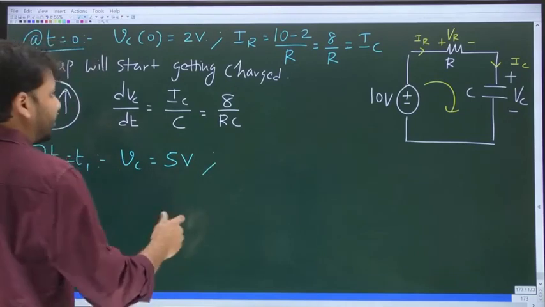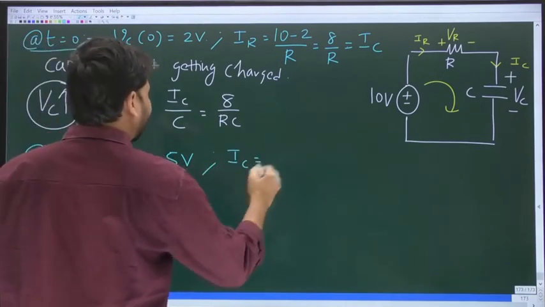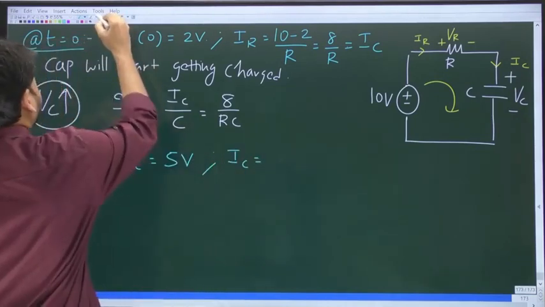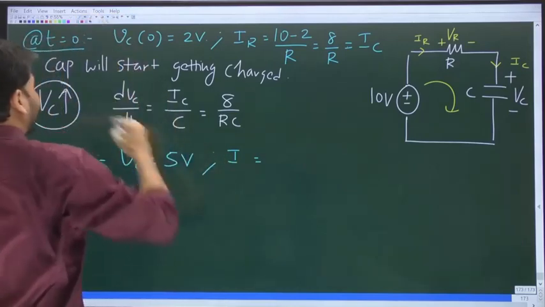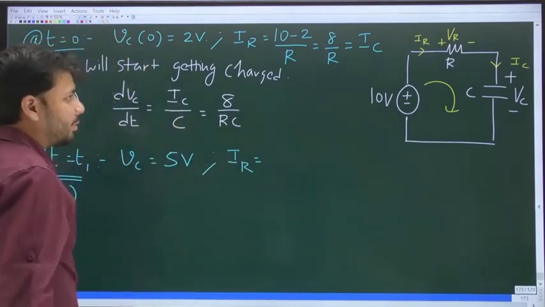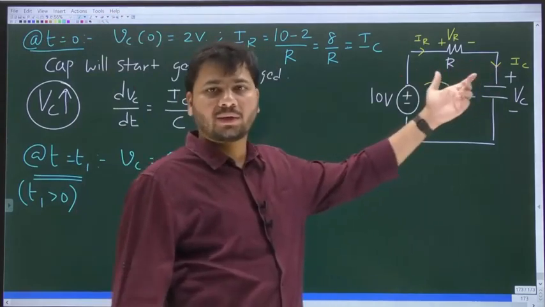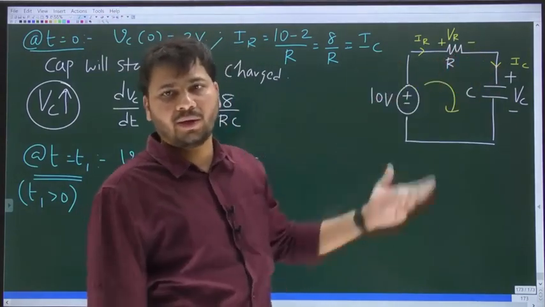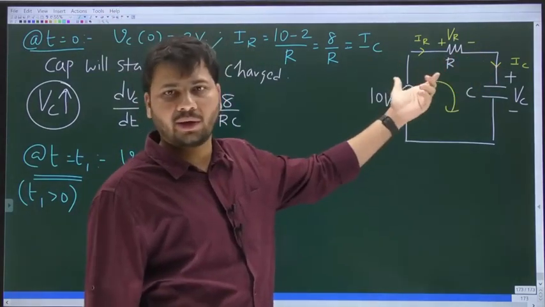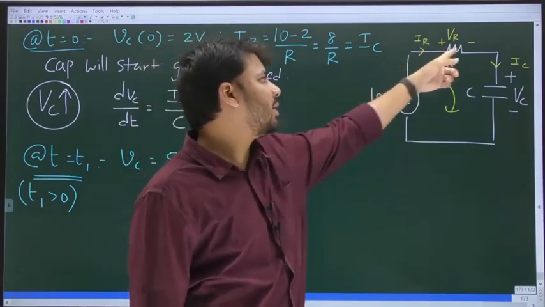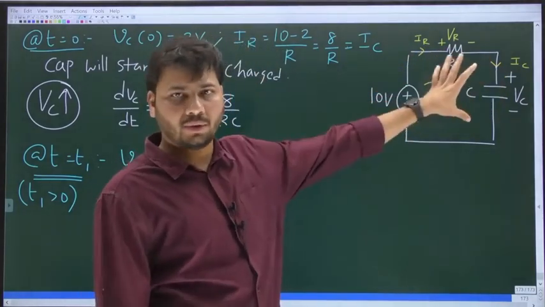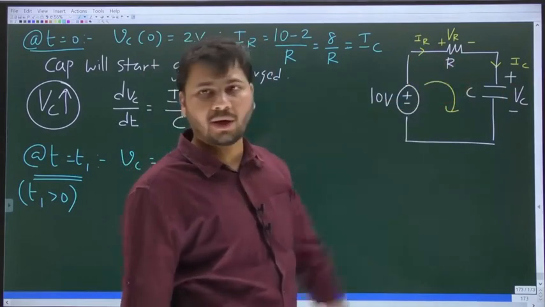So if it becomes 5 volts, what about the current through the resistor? Remember, the current through the resistor is 10 minus Vc divided by R. Voltage drop divided by resistance. Plus connected to 10, minus connected to the voltage across the cap. 10 minus Vc divided by R.